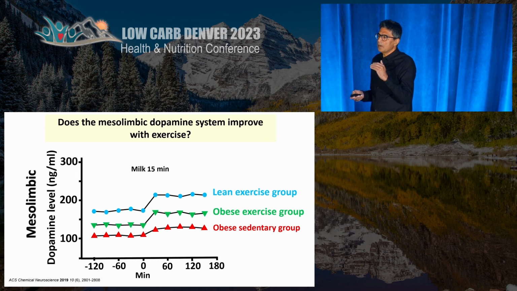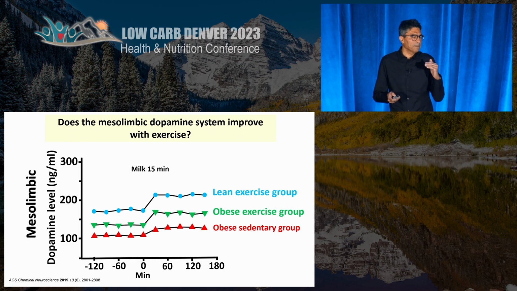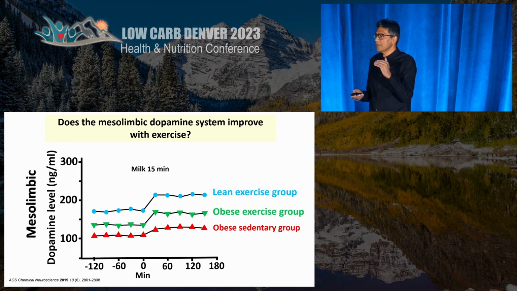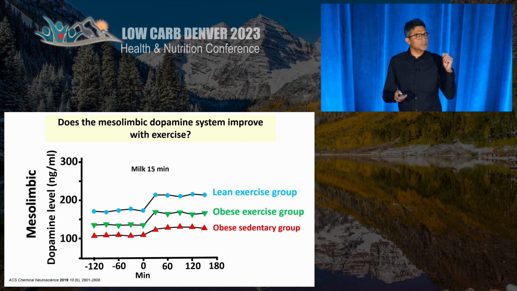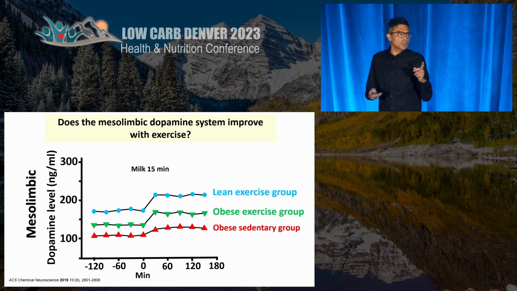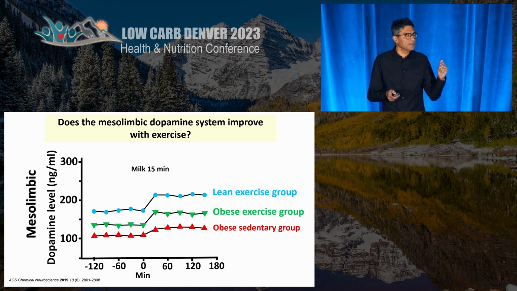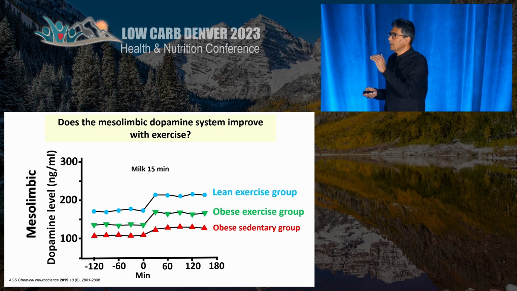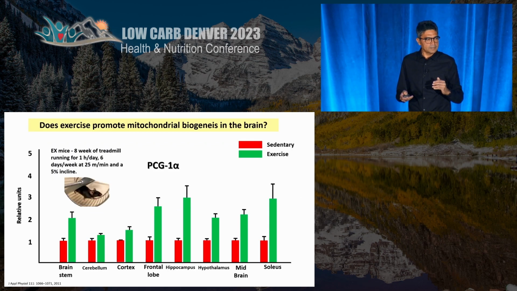But let's spend a minute on their dopamine levels inside the brain. The tonic levels of dopamine, the baseline levels of dopamine, in these mice that were obese and sedentary was much lower compared to controls, but with exercise, the dopamine levels did improve. And when they were given a pleasure food like fatty milk, which the mice apparently like, the dopamine levels went up much better in the obese exercise group compared to the obese sedentary group.